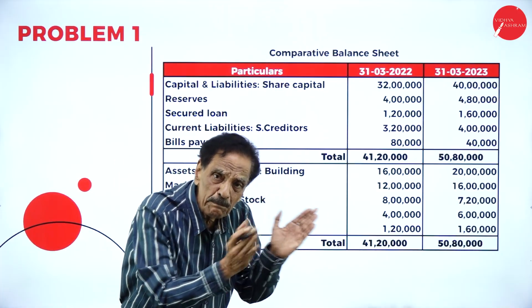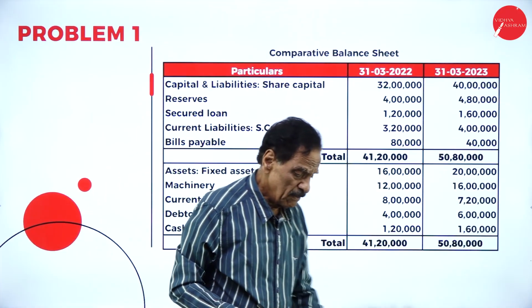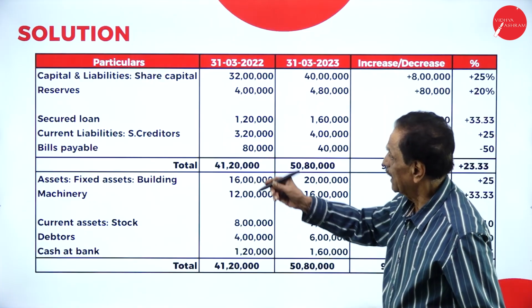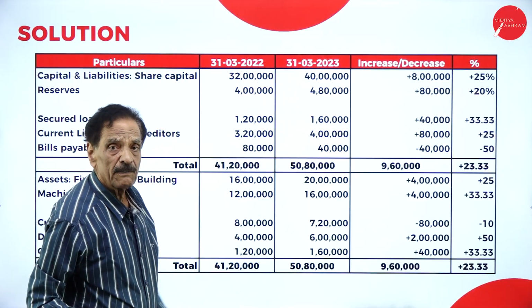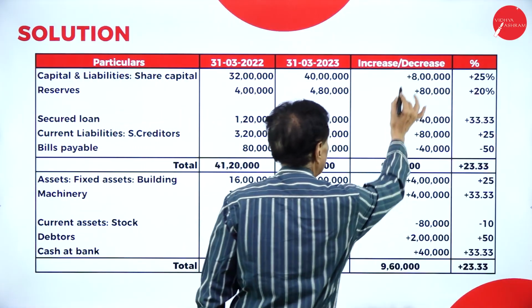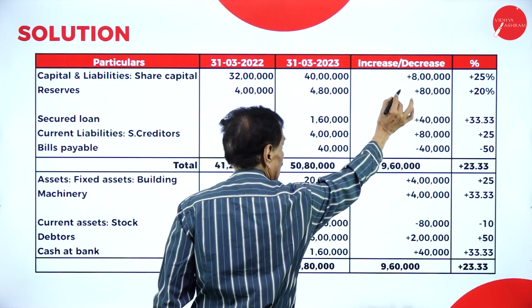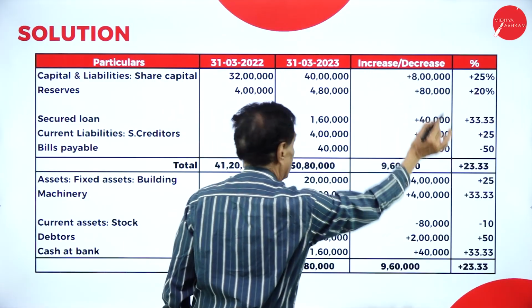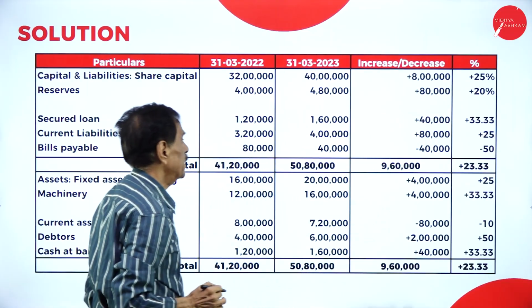Now we have to compare one balance sheet with the other, increase or decrease. We'll move with the answer now. See that, it was 32 lakh, it became 40 lakh, there was an increase of 8 lakh. Percentage: 8 lakh divided by 32 lakh into 100. How to do? 8 lakh divided by 32 lakh into 100. 80,000 divided by 4 lakh into 100. Percentage you have to take.